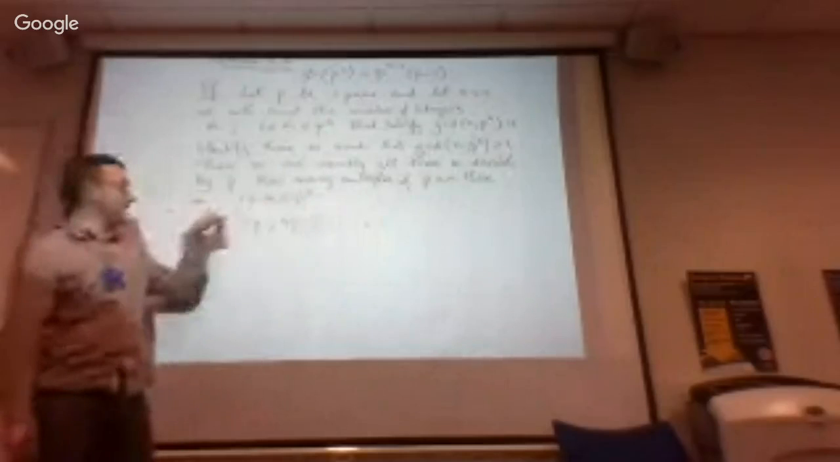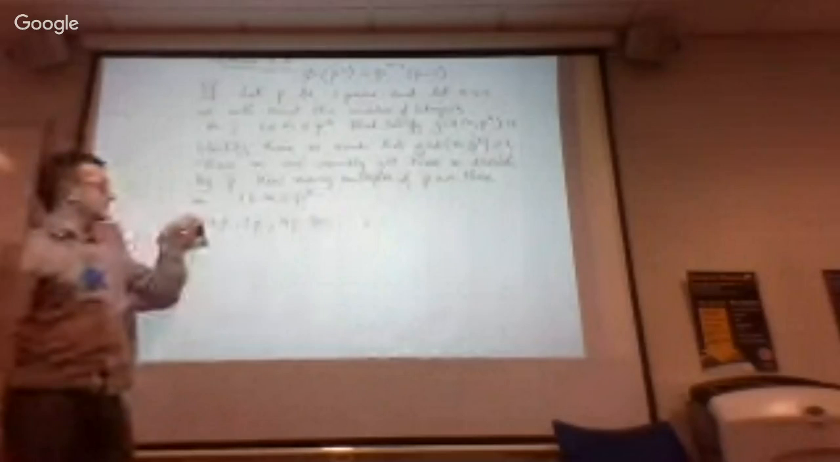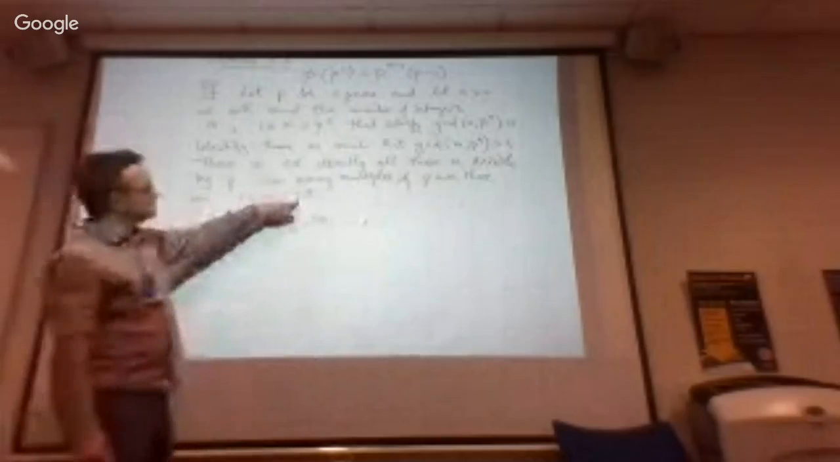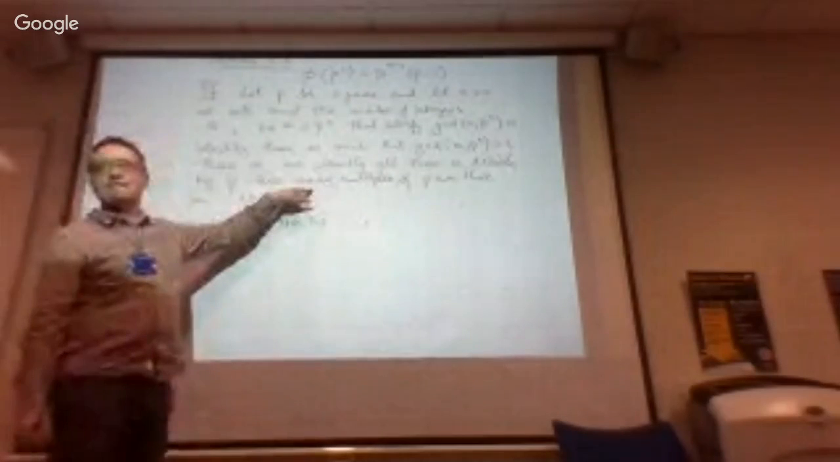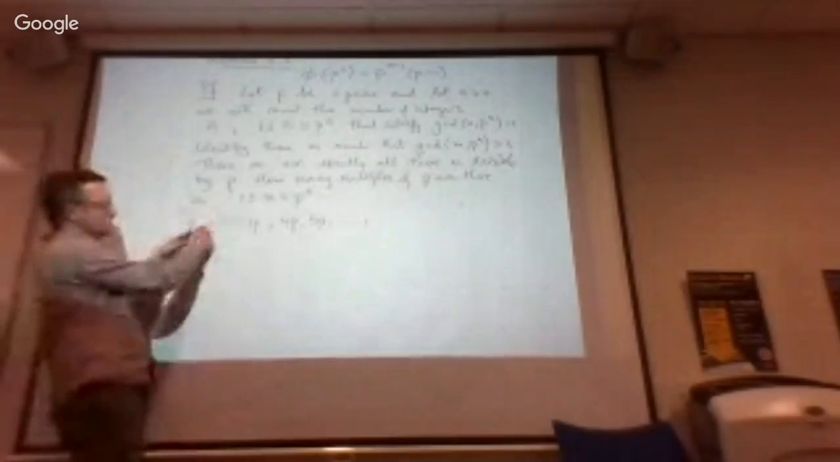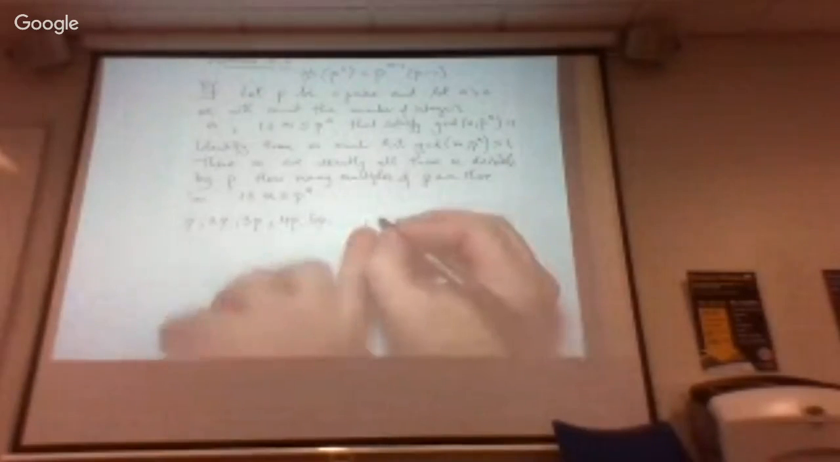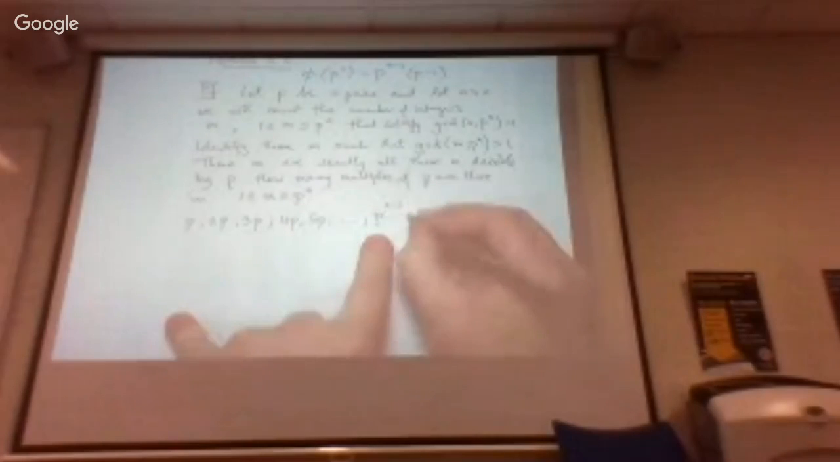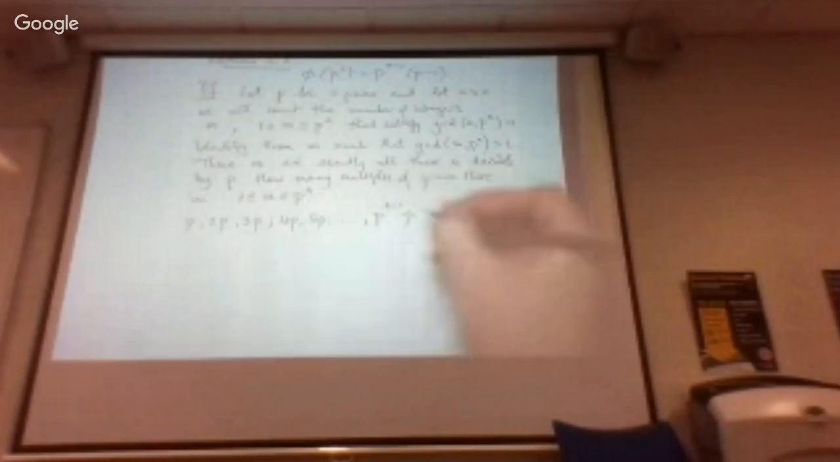Now, how would I write p to the a to fit into this? It's p to the power of a minus 1. Yeah, because I'm writing each multiple of p with the p factorized out. So my last one I want to write down is p to the a, but to fit it in with this sequence, it's p to the a minus 1 times p. You see that now?